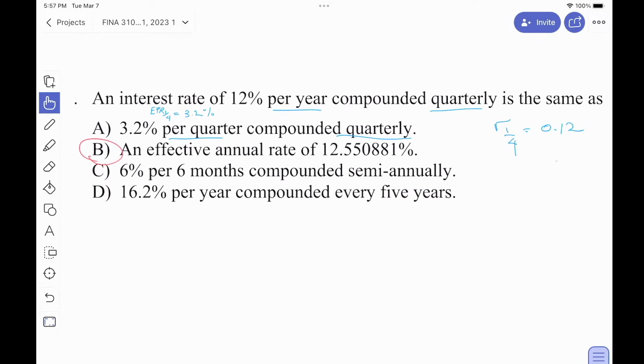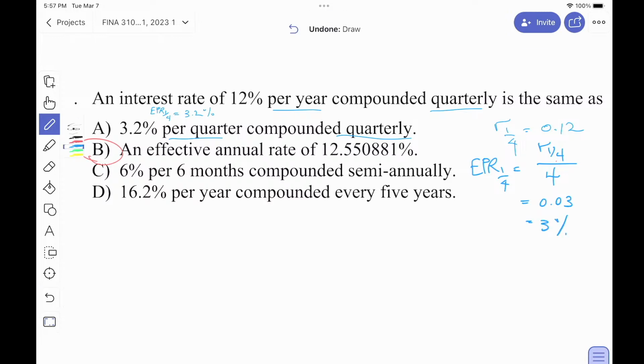If R1 quarter is 12%, that means that to find the effective quarterly rate, I have to take the stated rate and divide by. So the rule is, if you look back at your conversion sheet, you take the stated rate and divide by the number of compounding periods in a year. So in fact, it is 0.03 or 3%. So option A is not true.